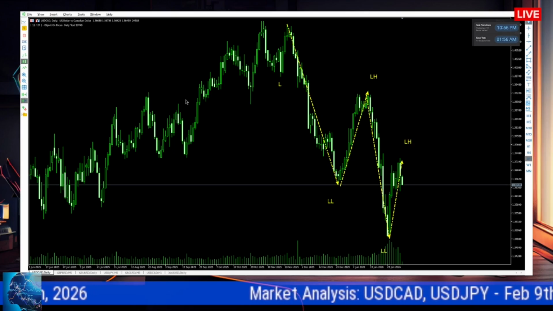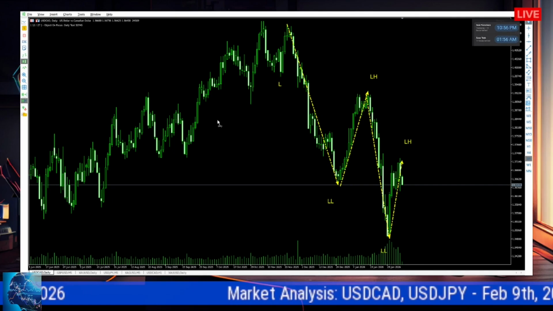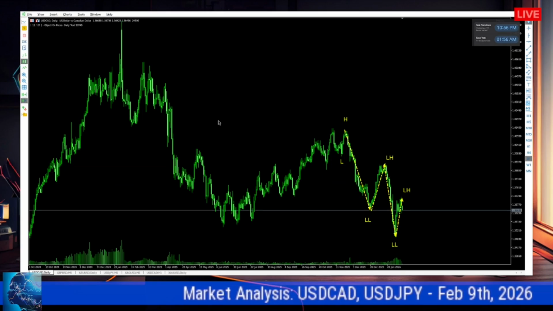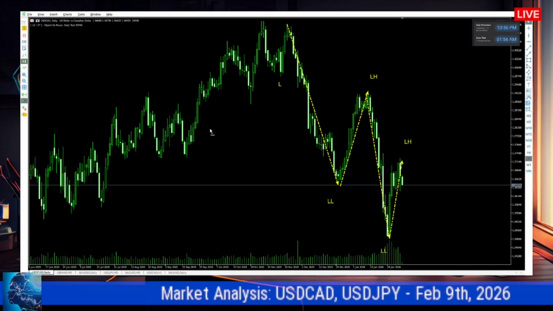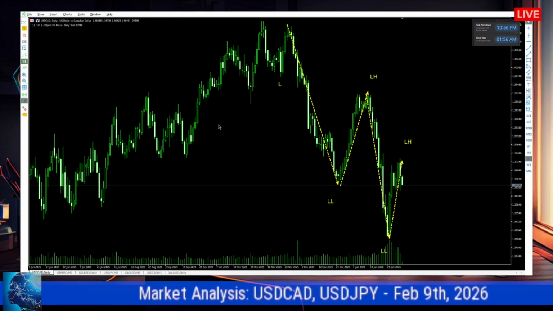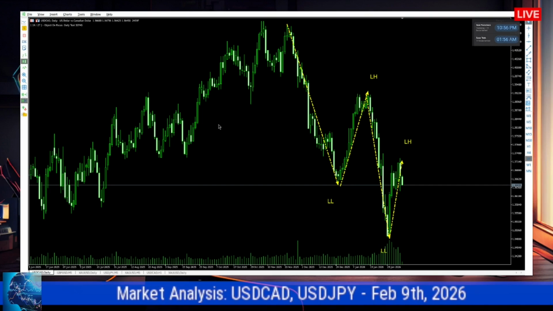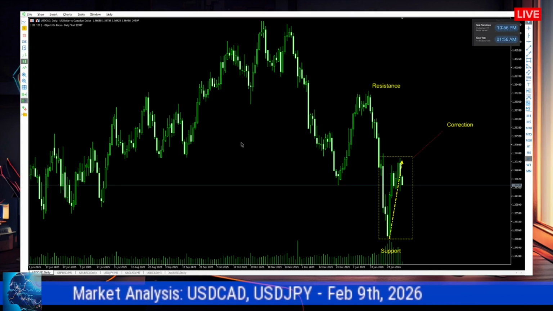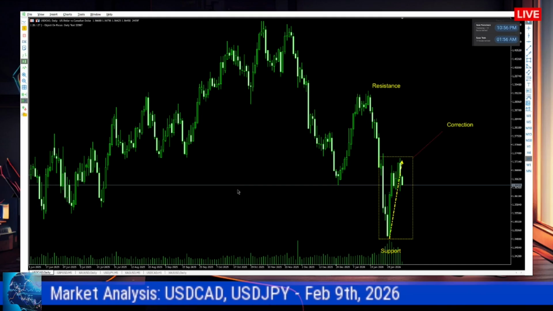From the chart, we can see USDCAD is having a bearish pattern by having a lower low and lower high. Focus on the latest movement, we have a correction here. The latest lower low and lower high will be our support and resistance.